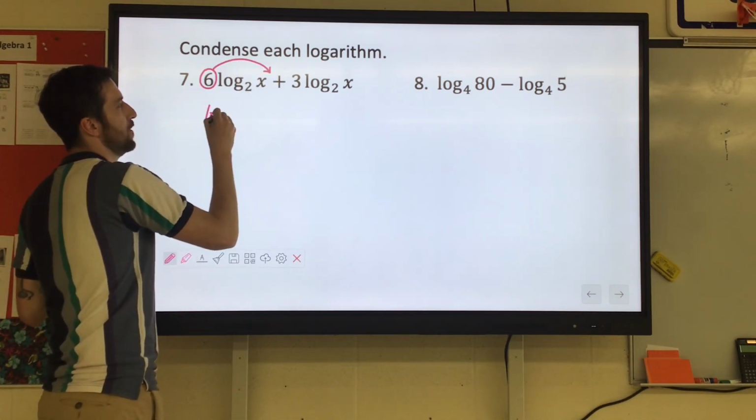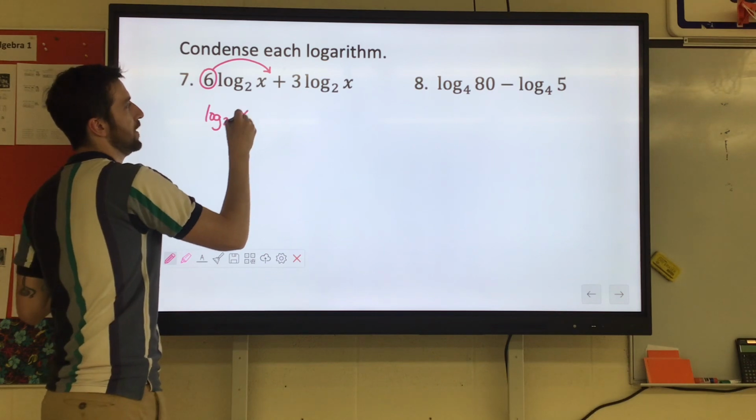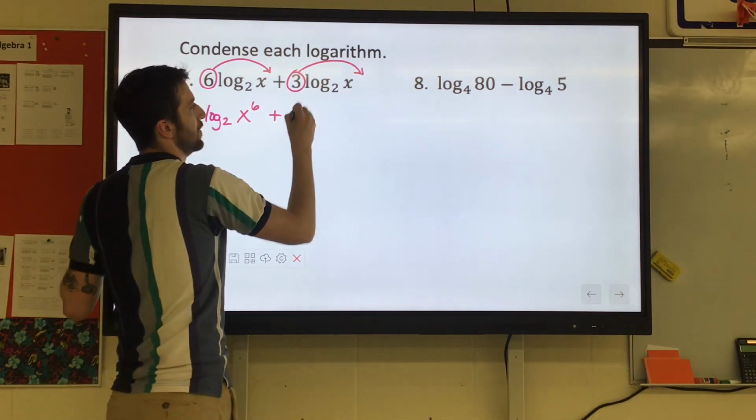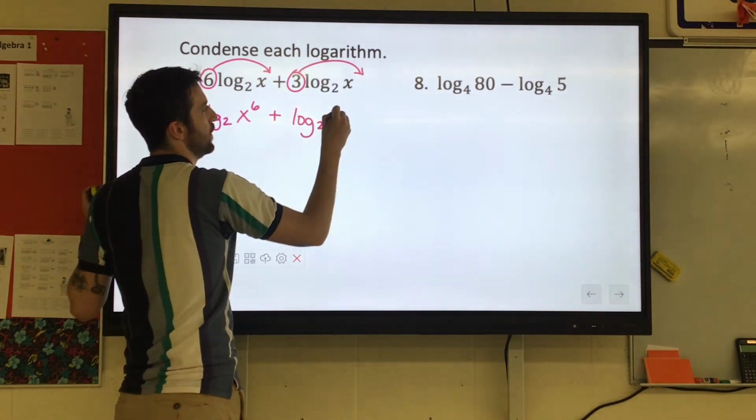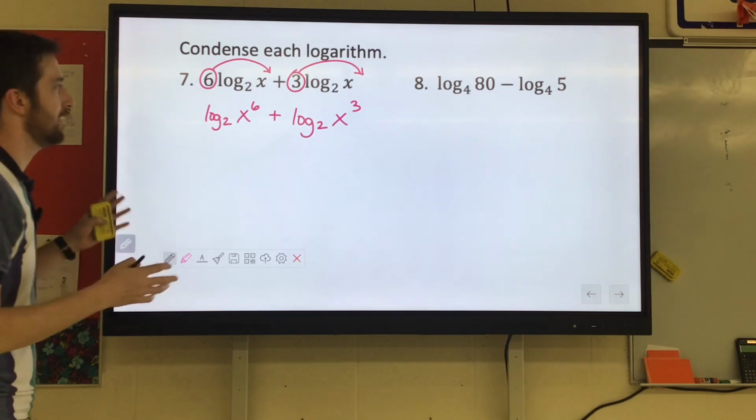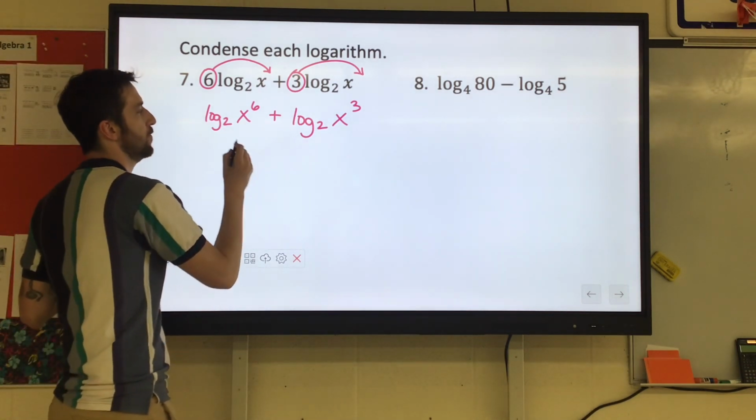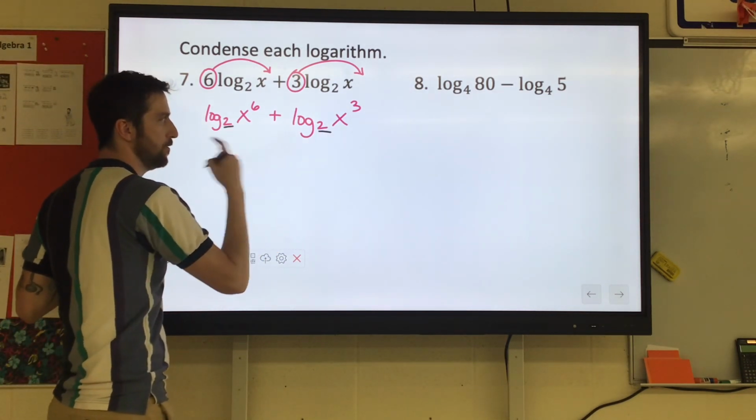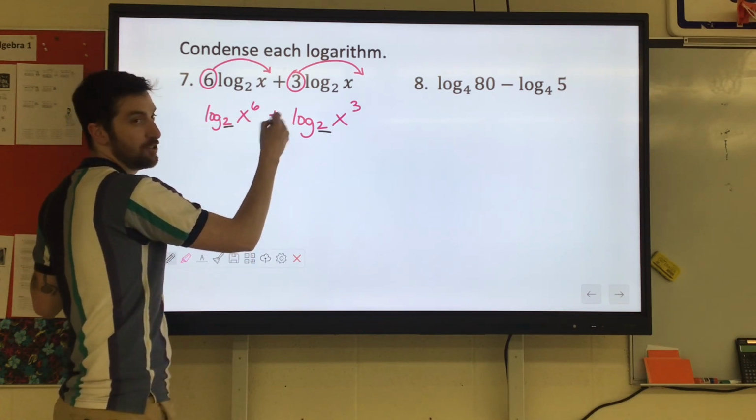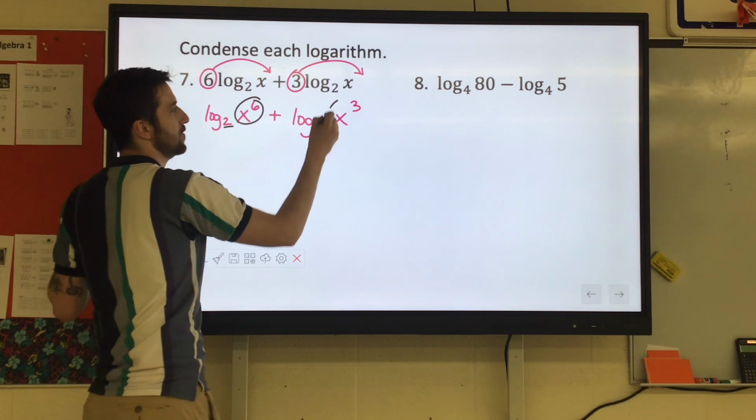So this would be like log 2x to the 6th plus log 2x to the 3rd. Now we're bringing these together, we're condensing it into one single logarithm because they both have a base of 2, so we can do that. So that means when we condense it and it has addition between them, we're going to multiply these.